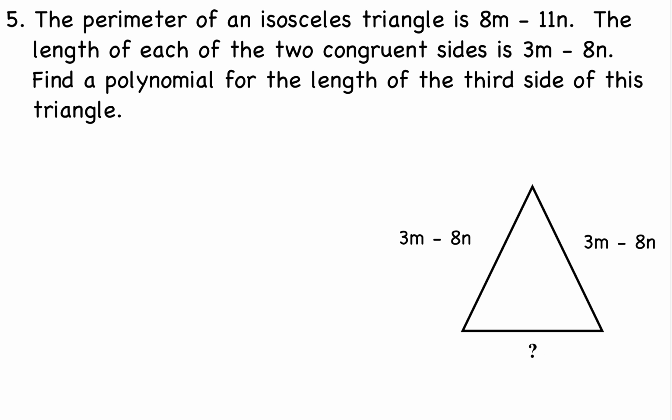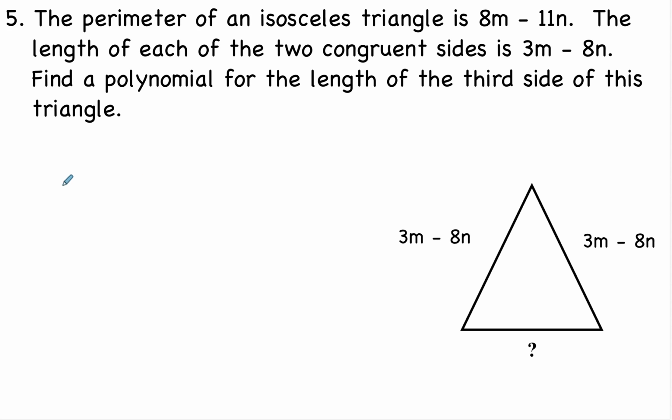So we know perimeter is the distance around. So we know the perimeter is the length of the 2 sides, 3m minus 8n, right? And actually, rather than multiplying that, I'm not going to multiply that. Instead, I'm going to just add those together. We've got that one plus another 3m minus 8n. And we know that that's going to equal our perimeter that was given in the beginning, 8m minus 11n.